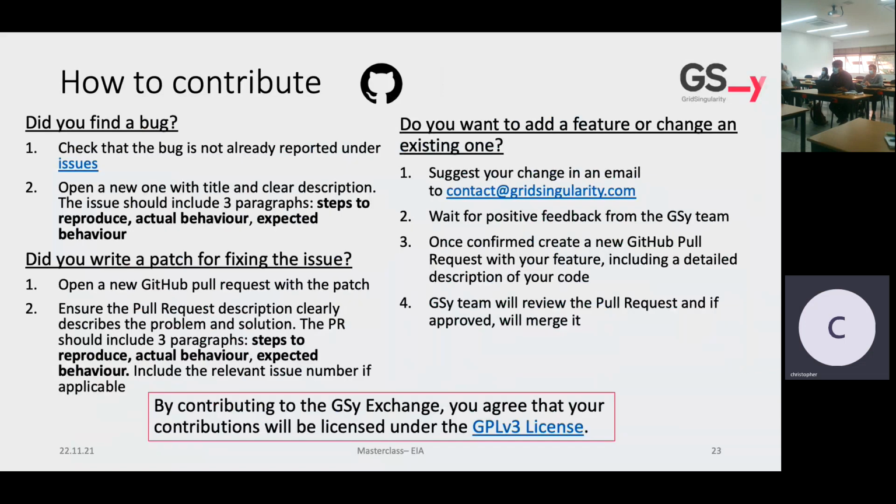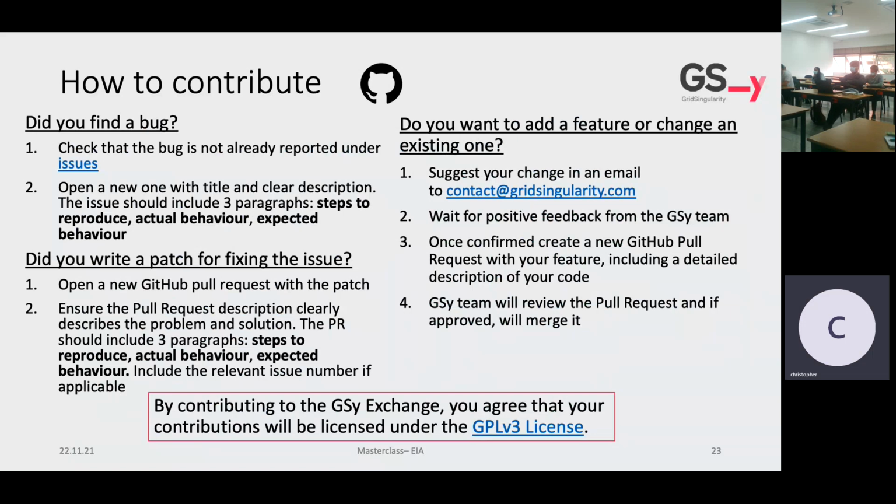One thing that I wanted to mention is how to contribute to an open source software. So there are actually 2 different ways. The first one is if you found a bug. Since our software is open source, you can just go on GitHub and click on the issues and see what issues were already reported by other users. If you see that the issue that you've discovered is not reported there, you can create a new one with a title, clear description, and 3 paragraphs. So this is the process that we have to report bugs, which is by defining the steps to reproduce the bug, what is the actual behavior, and what should be the expected behavior.